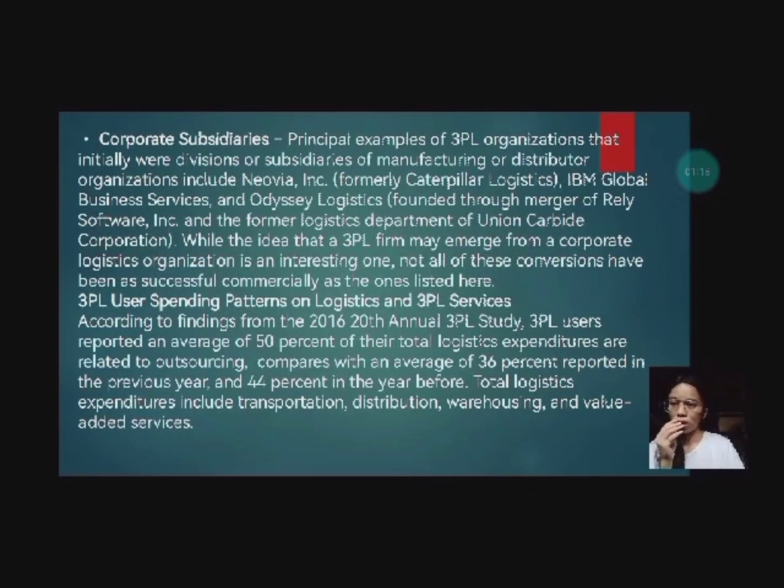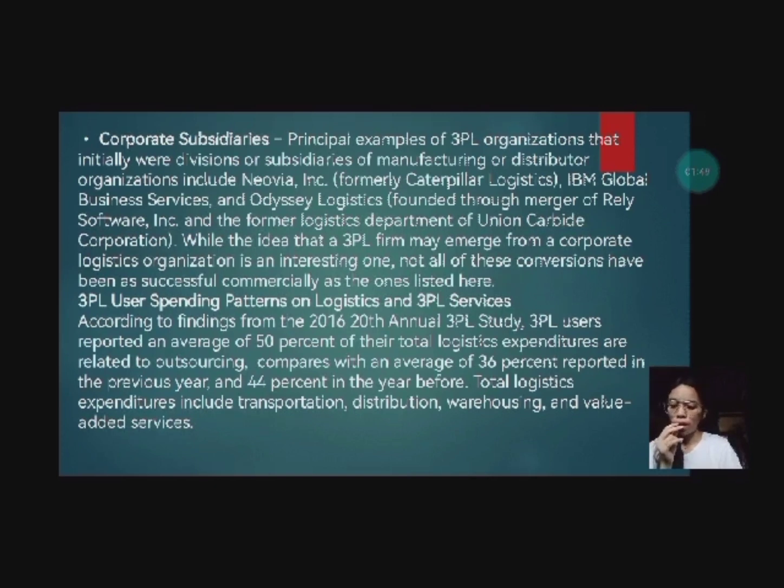Next is 3PL user spending patterns on logistics and 3PL services. According to findings from the annual 3PL study, 3PL users reported an average of 50% of their total logistics expenditures are related to outsourcing, compared with an average of 36% reported in the previous year and 44% in the year before. Total logistics expenditures include transportation, distribution, warehousing, and value-added services.